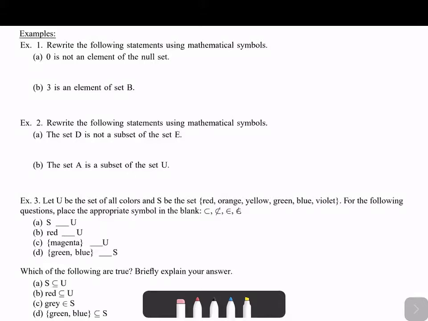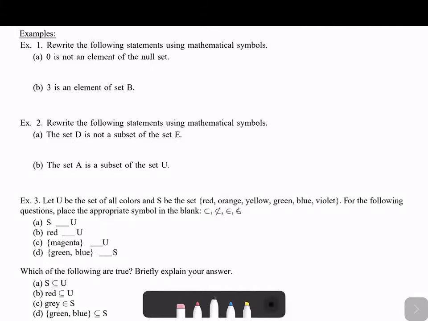So we're going to go through these examples. The first one says to rewrite the following statements using mathematical symbols. You can see with example 1, both A and B are talking about being an element of a set or not an element of a set.